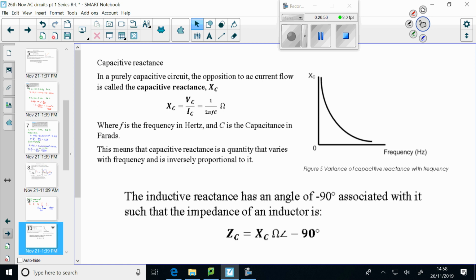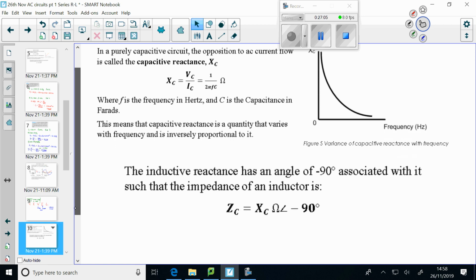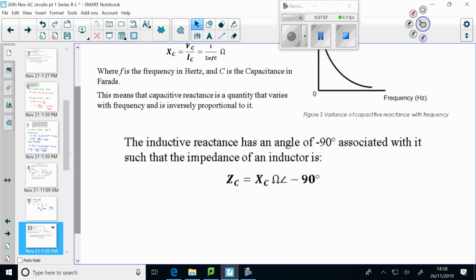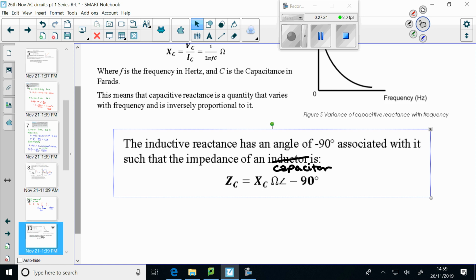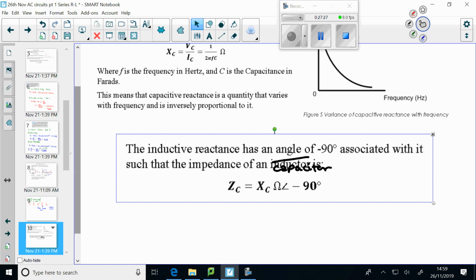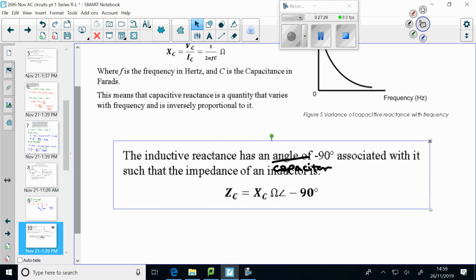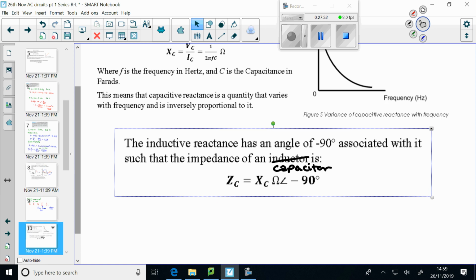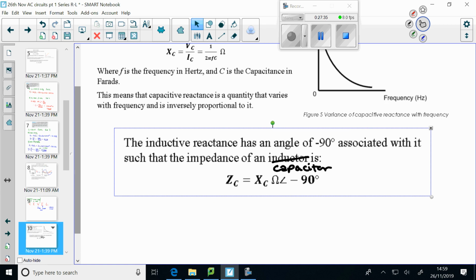The capacitive reactance has an angle of minus 90 degrees associated with it, such that the impedance in an inductor, ZC, impedance of a capacitor, that should read, that's what happens when you copy and paste and don't edit properly. Impedance of a capacitor is XC, the magnitude in ohms, angle minus 90 degrees. Okay?